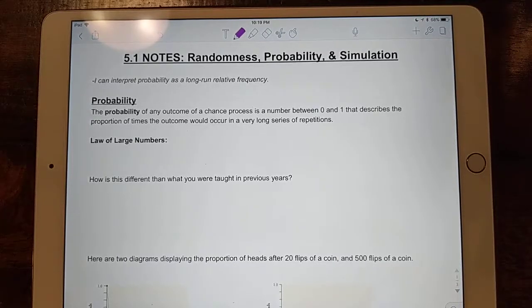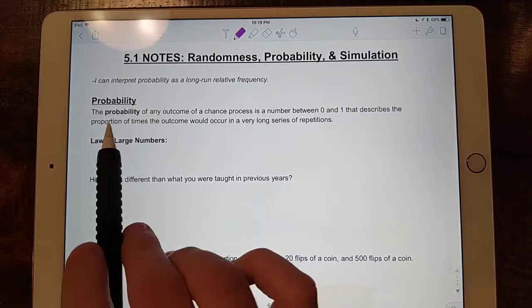In this video, we're going to talk about section 5.1, which goes over randomness, probability, and simulation. The first I can statement is I can interpret probability as a long-run relative frequency. We're going to define probability with the textbook, and it's a little bit different than what you've learned before in previous classes like Algebra 2.